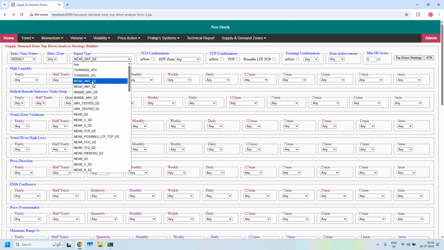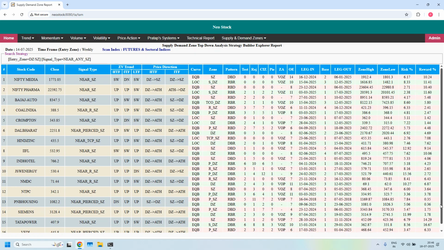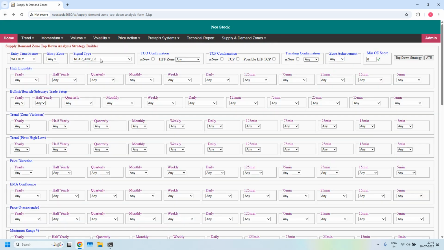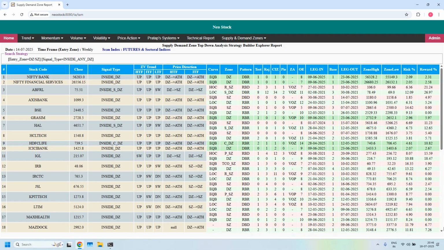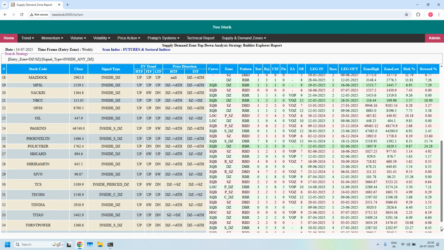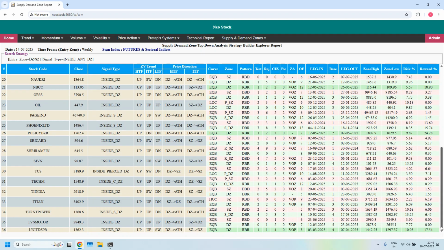Next, stocks near to the weekly supply zone. First 15 stocks in the list, total 16 stocks we got. Scrolling the list down, so total 16 stocks. Next, price closed inside the weekly demand zone. First 18 stocks in the list. Scrolling the list down. So total 36 stocks are filtered.